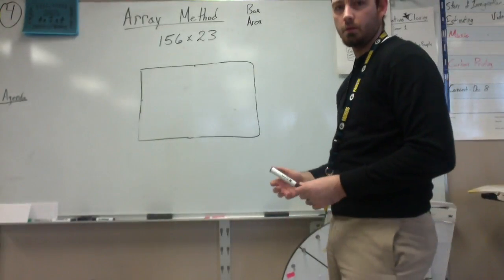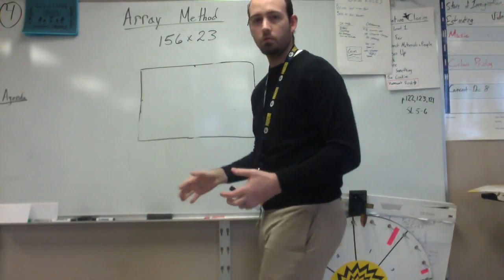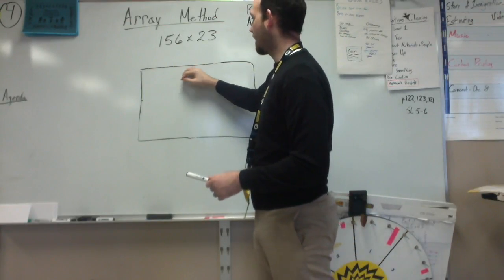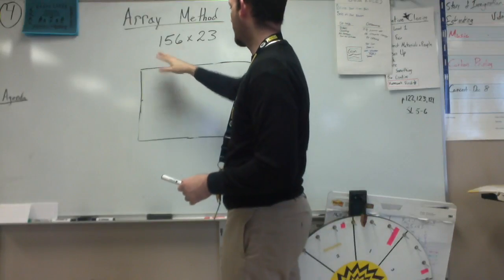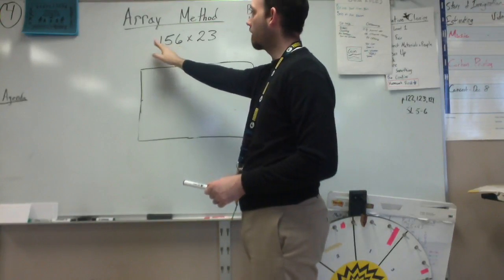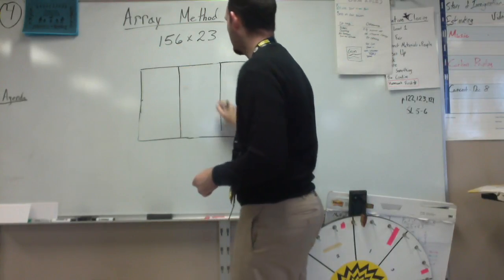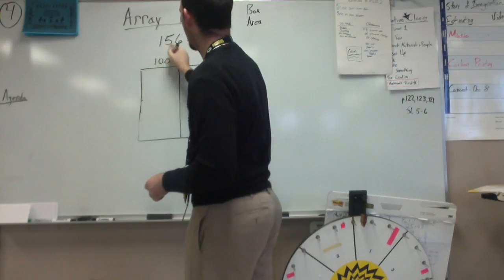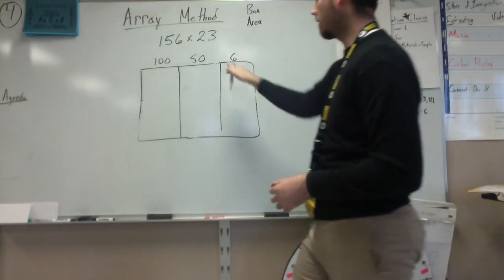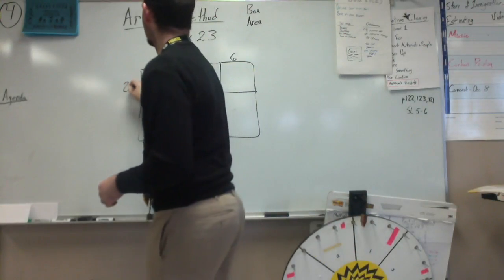Alright, here's one that's just a little bit more challenging. You see I now have a 3 digit times a 2 digit, so it's going to change what I do just a little bit, not much. Basically the only change is going to be I'm going to have some more parts. Make my box divided into a few more pieces. So I have 156. Now I have 3 digits. So instead of 2 sections, I'm going to make it 3 sections. On the other side, 2 digits, 20 and 3, so I'm only going to need it to look like this.